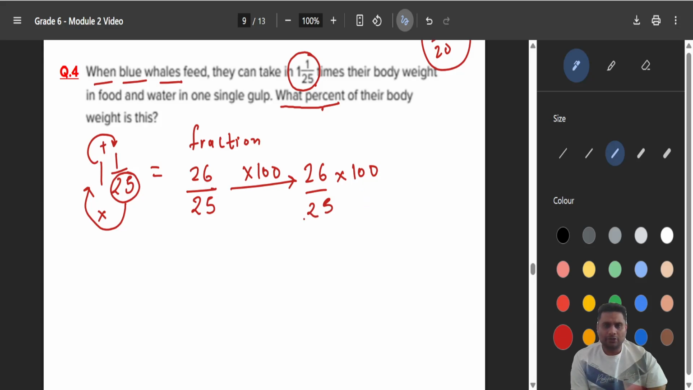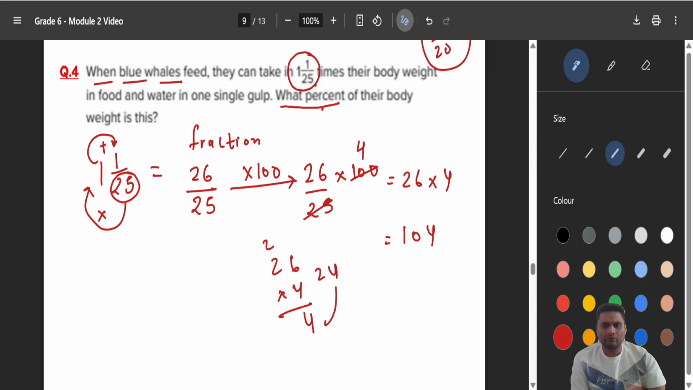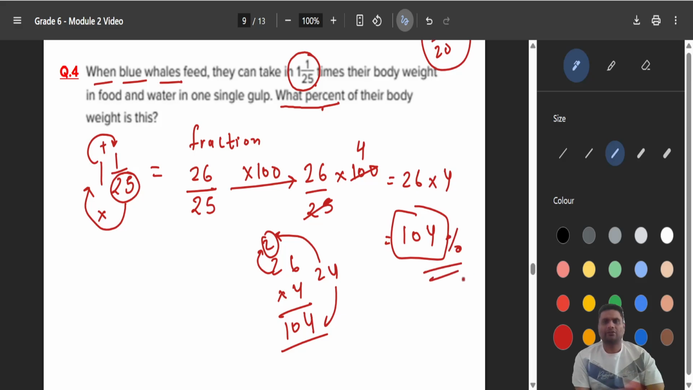Now 25 times how much gives you 100? 25 times 4. So 100 divided by 25 will be 4. What do I have? 26 times 4. So 26 times 4 how much? 104. You can check 26 times 4. 4 times 6, 24. So 4 here, 2 up. Again 4 times 2, 8. Then 8 plus 2, 10. So 104%. Because this is percent now.